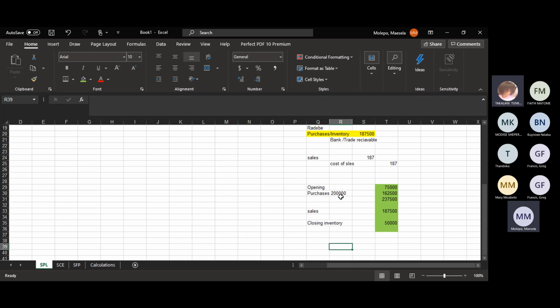Yes. Okay. We are doing the books of Hadebe. Hadebe has an opening balance of 75,000 on the inventory. He purchases inventory of 162,500. Now the total inventory he has before sales is 237,500. Now he sells 187,500. He is left with 50,000. Now, I asked the question whether the profit that's going to come from the 75,000 will be realized or unrealized. Some said realized, some said unrealized.